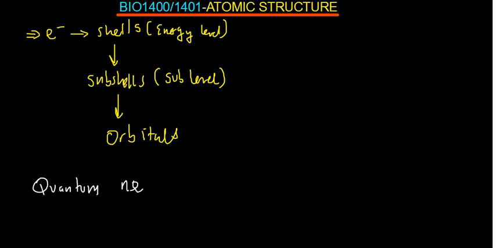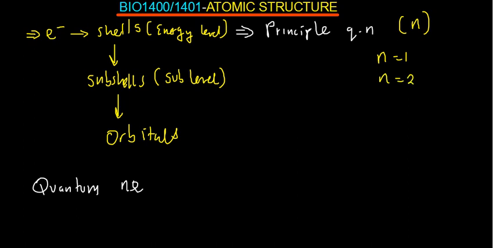Okay, so when you are talking about the shell itself or the energy level, the quantum number which describes this we call the principal quantum number. I'm going to use Qn to represent quantum number. And the symbol for the principal quantum number is n. That is why you see n is equal to 1 meaning first energy level, n is equal to 2 meaning second energy level, n is equal to 3. That's the symbol for principal quantum number.